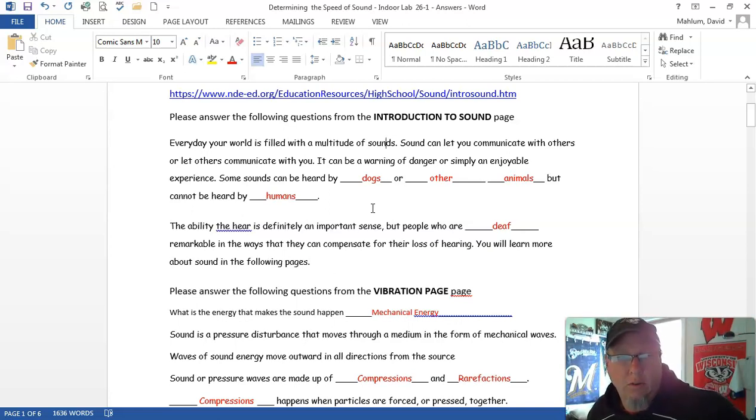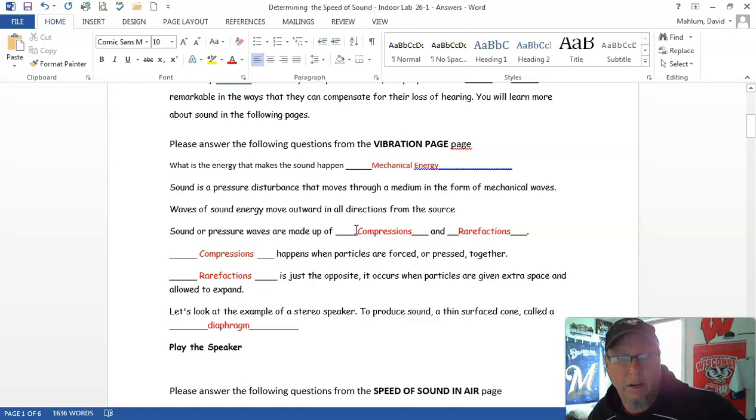So a sound wave travels as a mechanical wave. And a mechanical wave needs to have a medium for it to travel through. Not only is a sound wave a mechanical wave, but it's also a compressional wave or a longitudinal wave, which means it travels with compressions and rarefactions.